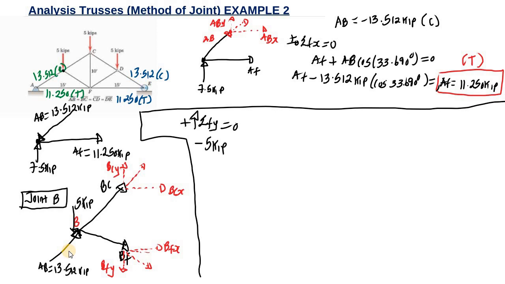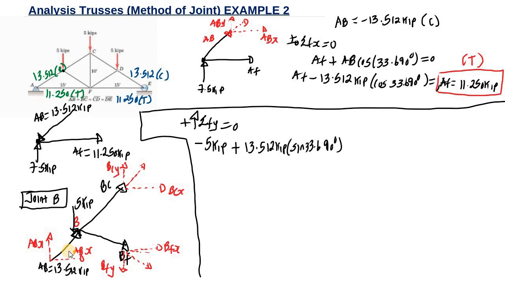Then, because we are taking a look at the vertical forces, this is going to be for AB. If we decompose AB, it will look something like this. So this is ABX, and this is ABY. The vertical force is going to be positive because, as you can see, it is moving upward. So this is plus. We know that AB is 13.512 kip, right? So this is 13.512 kip, then multiply by sine of the angle because we are taking a look at the vertical component. So this is sine of 33.690 degrees.